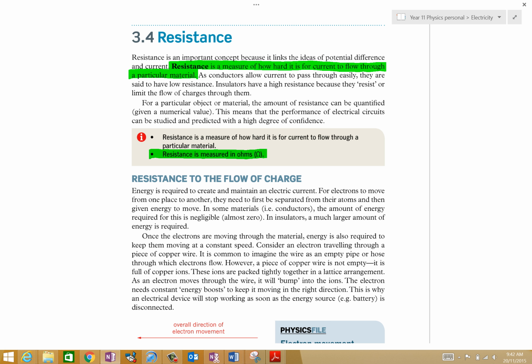Now, I guess if you think about it, for electrons to move from one place to another, they need to first be separated from their atoms and then given energy to move. Of course, conductors are able to accept electrons, donate electrons, and so on. In conductors, the amount of energy required to do this is negligible.